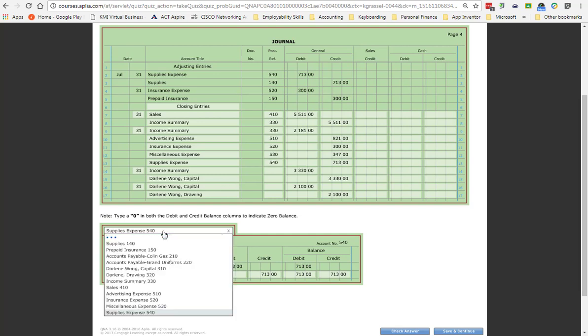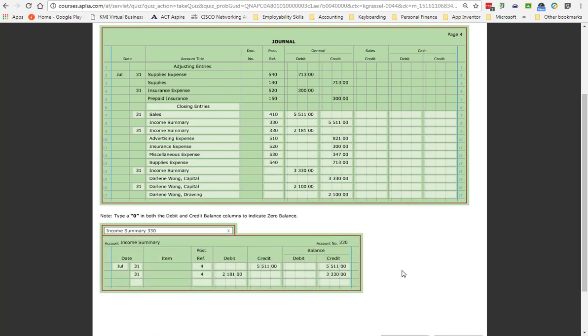Let's post then to income summary. Now, when I look at income summary here, income summary has a credit balance of $3,330, and right there I'm debiting it $3,330, which is perfect because I need to get income summary to 0. Date of the 31st, post reference of 4, and I'm debiting income summary $3,330, which means I have a 0 balance. I have to put a 0 in both the debit and credit column and put account number 330 back up on top.